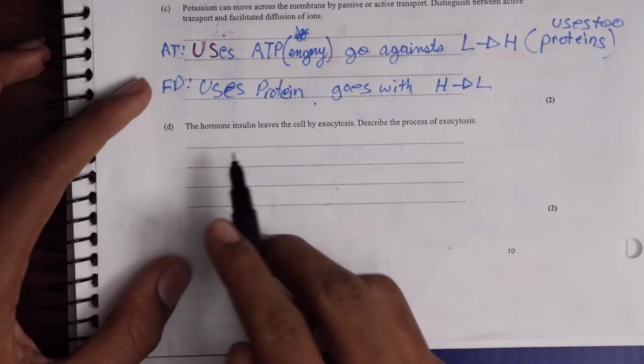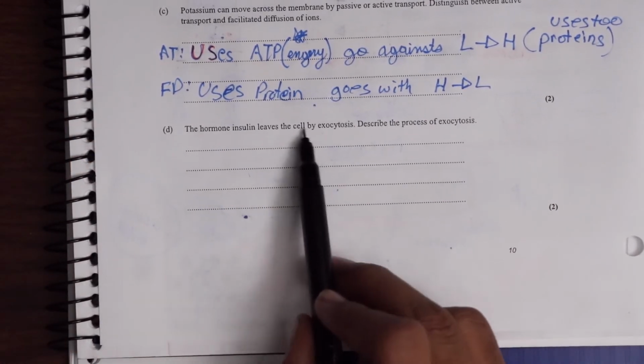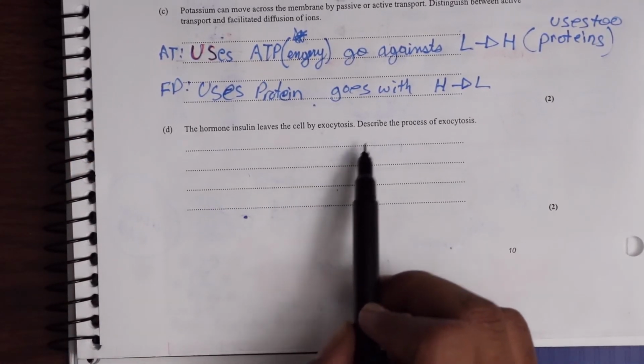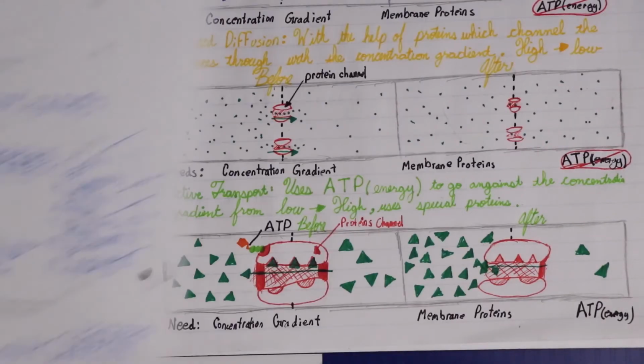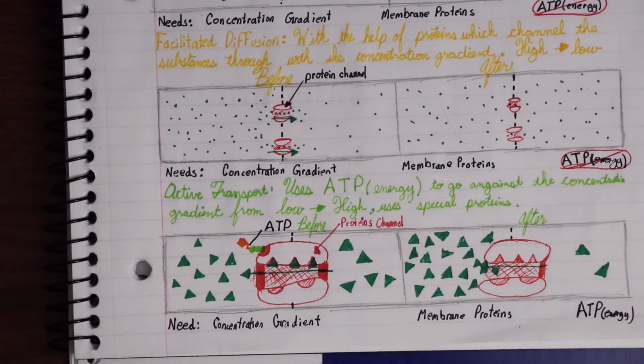Alright. D. The hormone insulin leaves the cell by exocytosis. Describe the process of exocytosis. This is another thing he did not teach us that I'm going to have to teach to you. I'm going to spend quite a bit of time on this, so yo to all those people skipping to this point. And we are going to go over exocytosis.